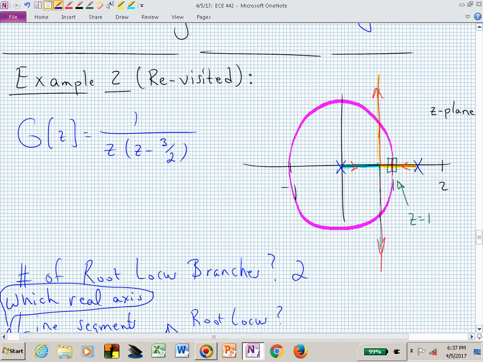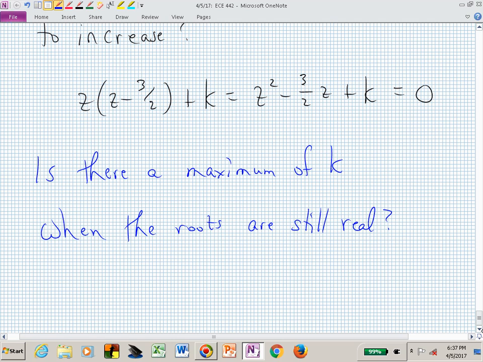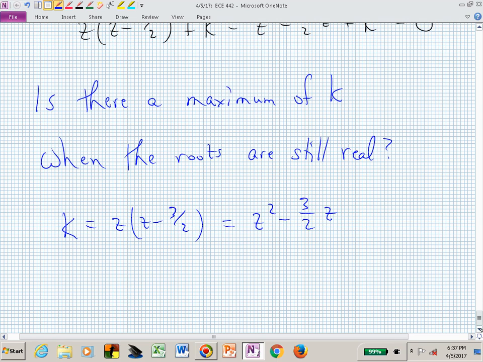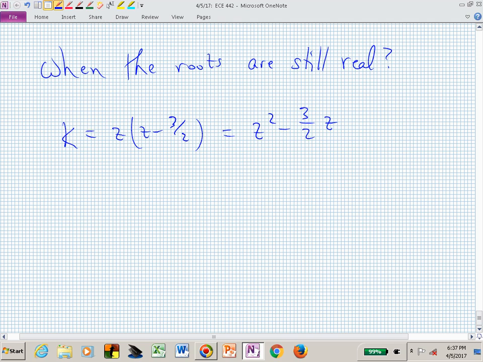This is our calculus. Now we can take the derivative. We could find the derivative information on this equation. We now know that we have k equaling z times z minus 3 halves, or z squared minus 3 halves z. I now have an equation for k in terms of z. I want to maximize this with respect to z when z is real. And this one's not too hard to differentiate, is it? This is just a polynomial.